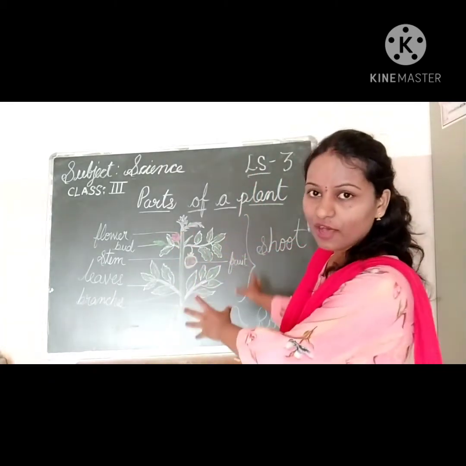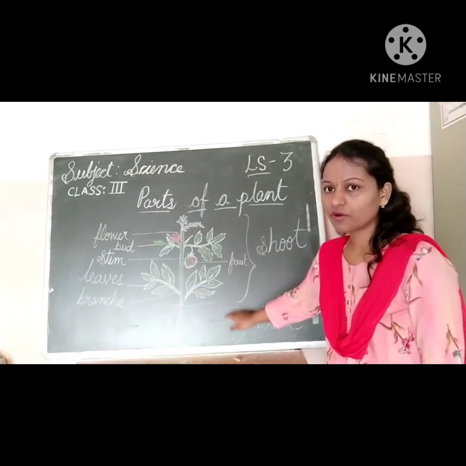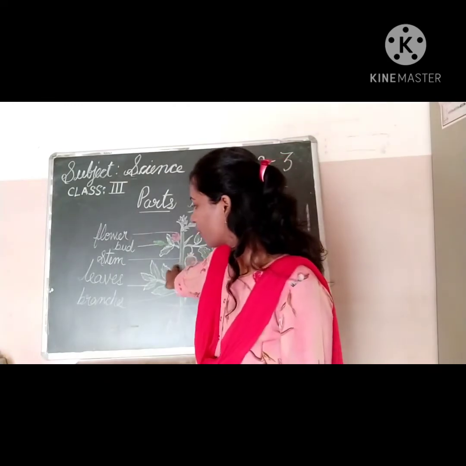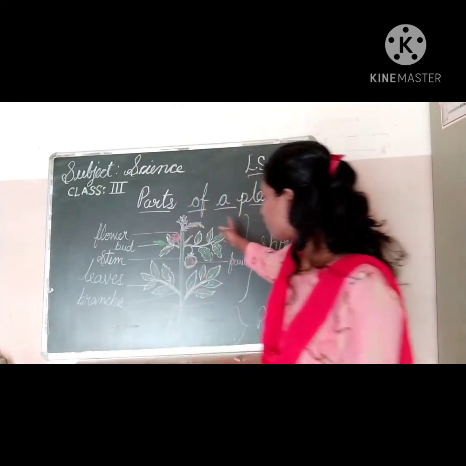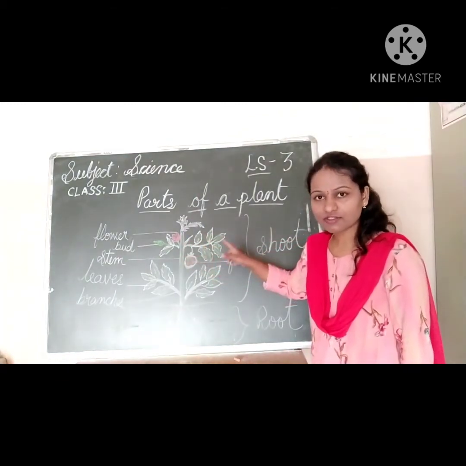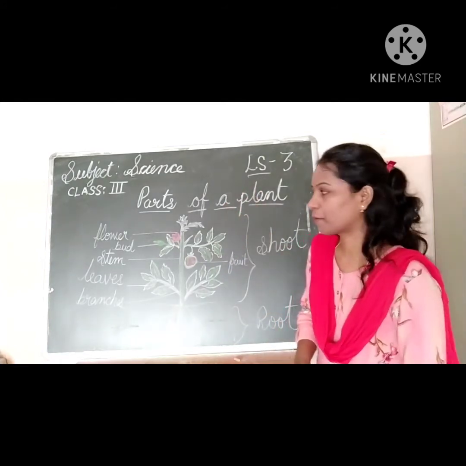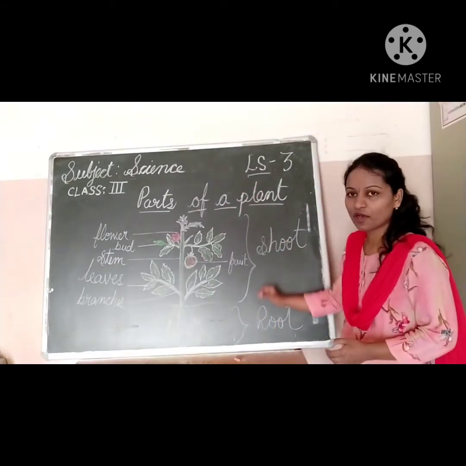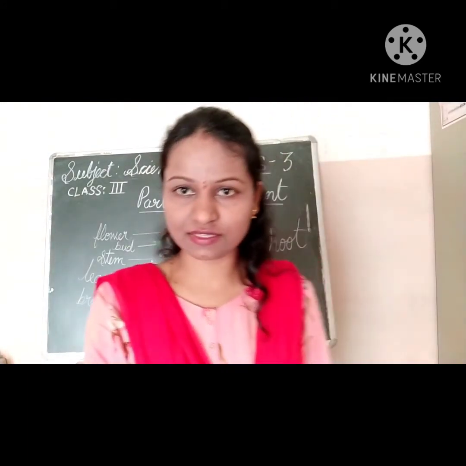So now you have understood all the functions. What is the function of the root? What is the function of the stem? What is the function of the leaves? What is the function of the flower? How is the flower converted into fruit? Fruit consists of seeds, and seeds help to grow into other plants. Understood, children? I hope you have understood everything. If you have any doubts, please ask me.